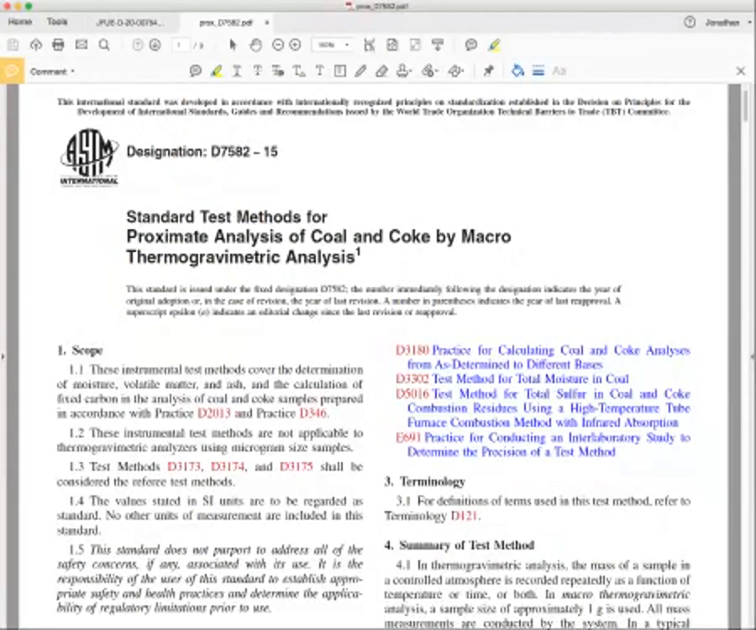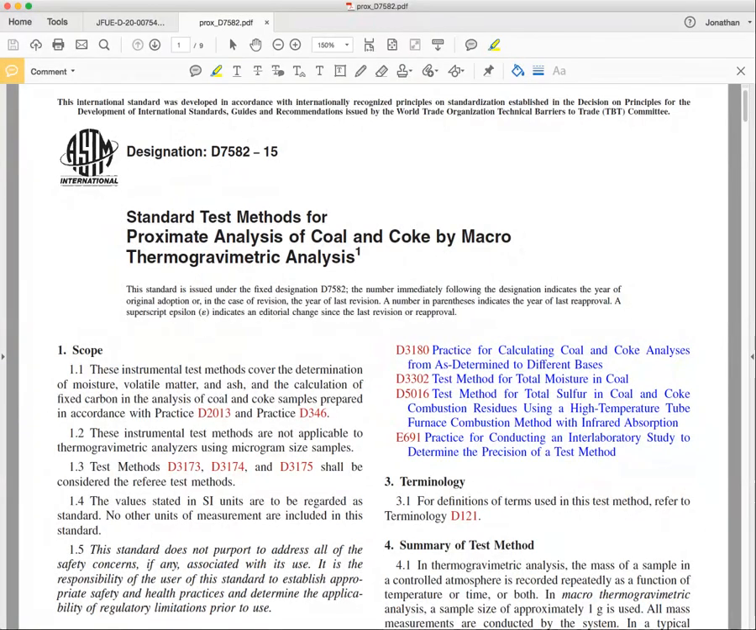Okay, so a quick look at an ASTM to give you some information on how to extract the right information. So this is the standard test method for proximate analysis of coal and coke. It's the macro thermogravimetric technique, which is what we're using. It's D7582-15. If you're looking at this in a year or so's time, a newer one will be available. So that was last approved in 2015. Make sure you're using the most current one.